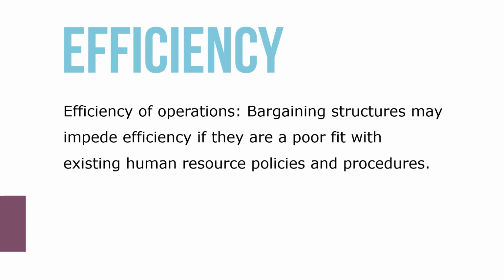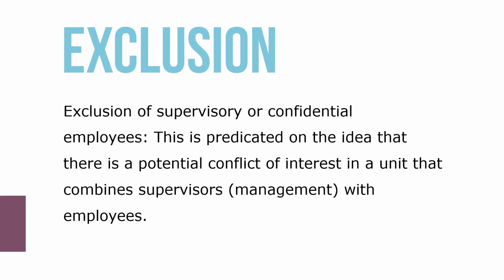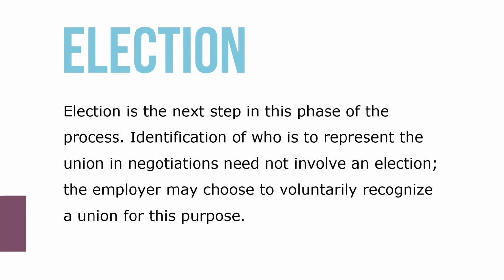Efficiency of operations. Bargaining structures may impede efficiency if they're a poor fit with existing human resource policies or procedures. Exclusion of supervisory or confidential employees. This is predicated on the idea that there's a potential conflict of interest in a unit that combines supervisors, management with employees. Election is the next step in this phase of the process.